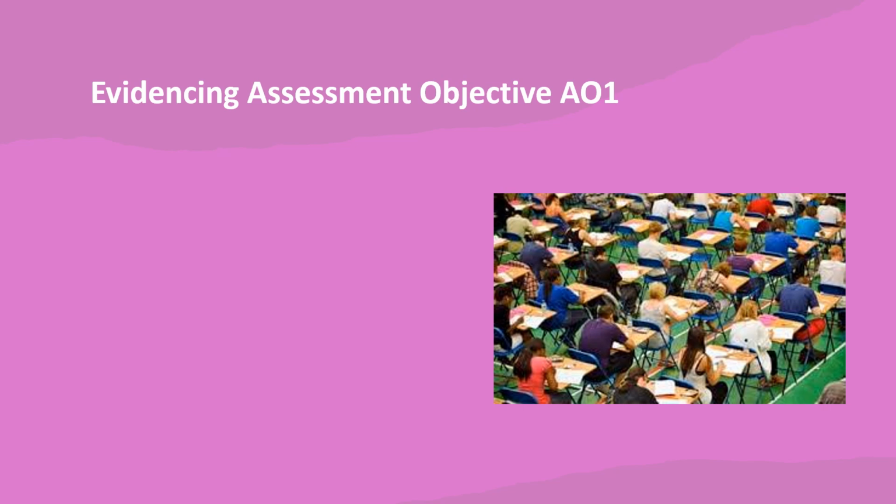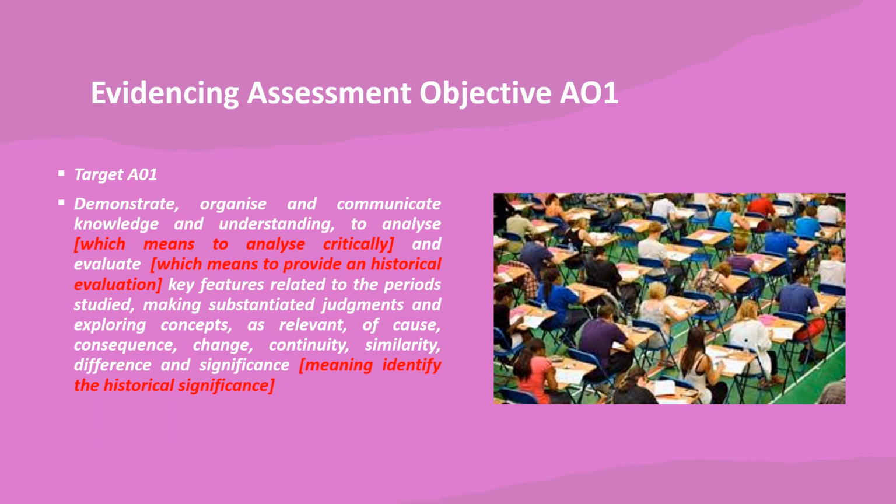So to attain ideally a level 5 grade, or the next best thing, a level 4 grade, you really need to break down the requirements of assessment objective AO1. On the exam paper it says your target to evidence is assessment objective 1, which requires you to demonstrate, organise and communicate knowledge and understanding to analyse, and I've put in red what you really need to do, which means to analyse critically and evaluate, which means to provide an historical evaluation of the key features related to the period studied, making substantiated judgments and exploring concepts as relevant, because they don't always all come up in the question, of cause, consequence, change, continuity, similarity, difference and significance, meaning identifying the historical significance of given factors in the question.